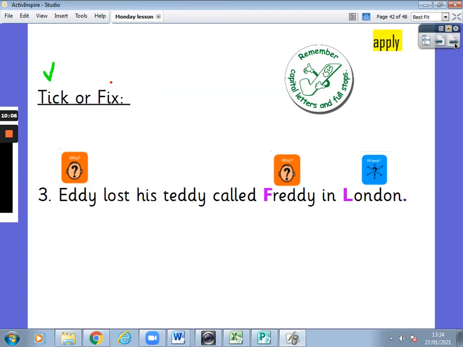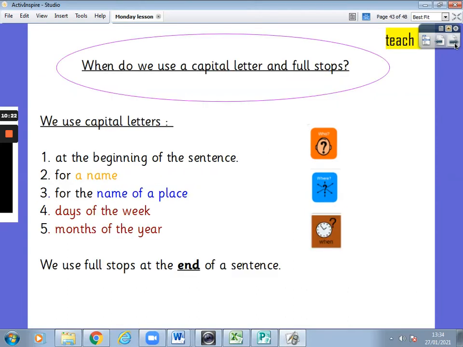In London, London, capital L, is the name of a place. And then a full stop. We needed a full stop because it was a sentence, not a question. Eddie lost his teddy called Freddy in London. Full stop.